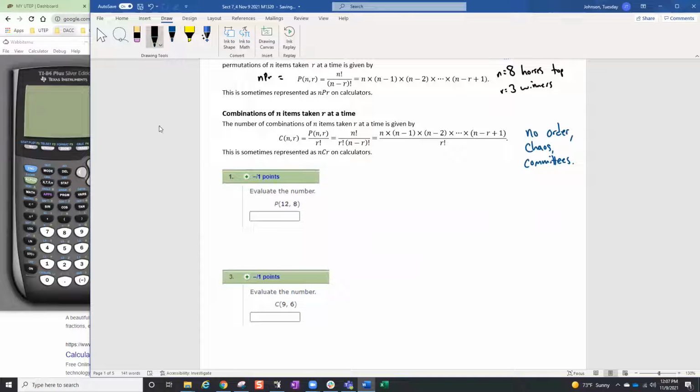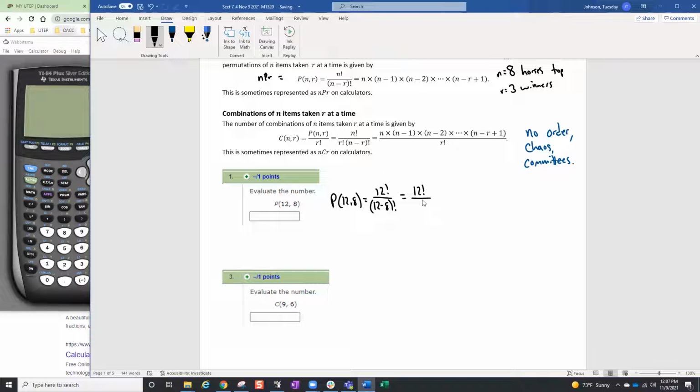All right, so let's do a couple of these problems. I'm going to use black for our permutations. I'm going to use blue for our combinations. All right, so P of 12, 8. We are going to look at our formula. P of 12, 8 is 12 factorial over 12 minus 8 factorial. So we know that that's 12 factorial, right?